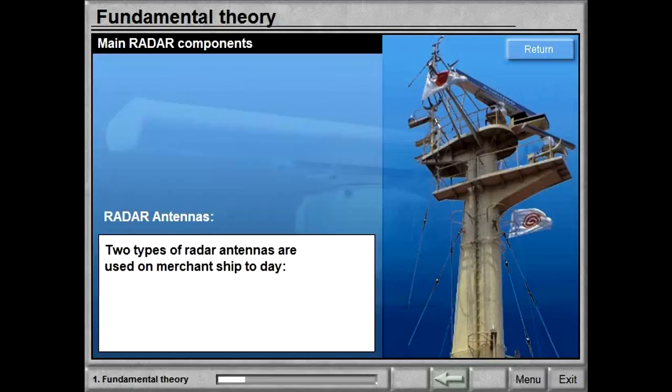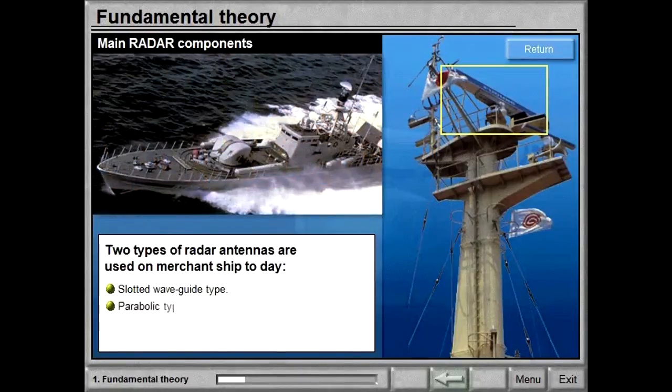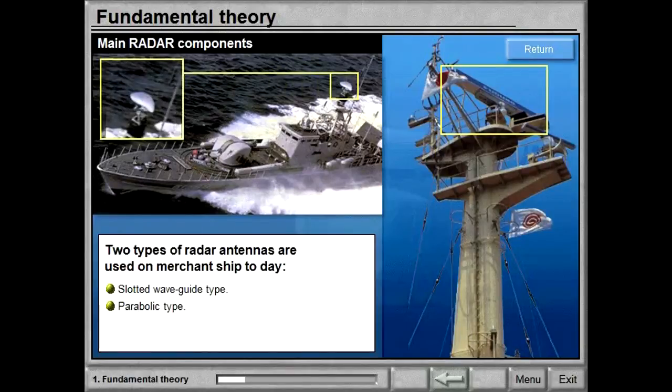Two types of radar antennas are used on merchant ships today: slotted waveguide type and parabolic type. The slotted waveguide type is the most common nowadays. There are several reasons for this. Here we can mention the following.